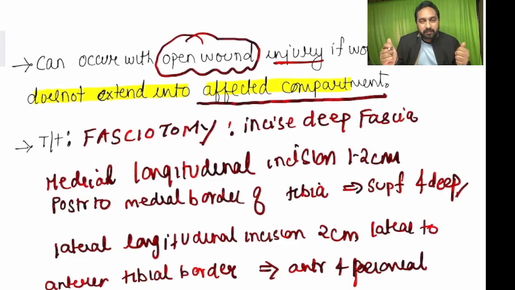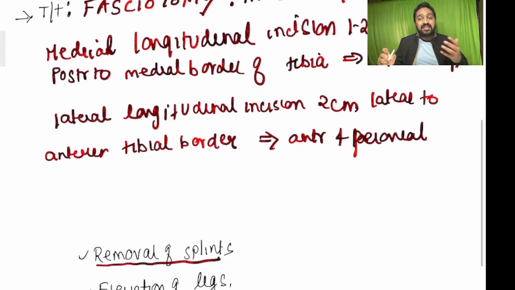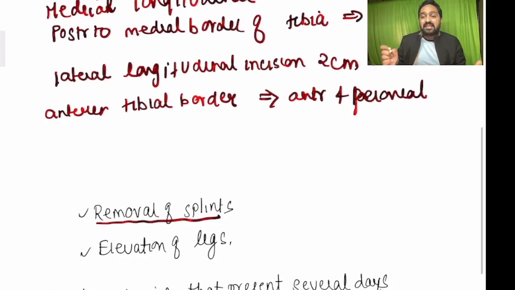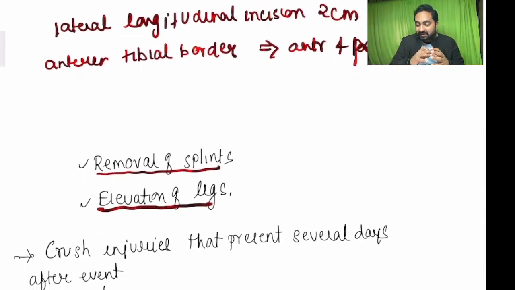We do a fasciotomy and we incise the deep fascia. Then we have two incisions: a medial longitudinal incision, which decompresses the superficial and the deep compartments, and a lateral longitudinal incision decompressing the anterior and the peroneal compartments. Apart from that, definitely we need to remove the splints or tight cast dressings that may be present, and elevation of the legs might help in the management. Then there are some crush injuries which present several days after the event.